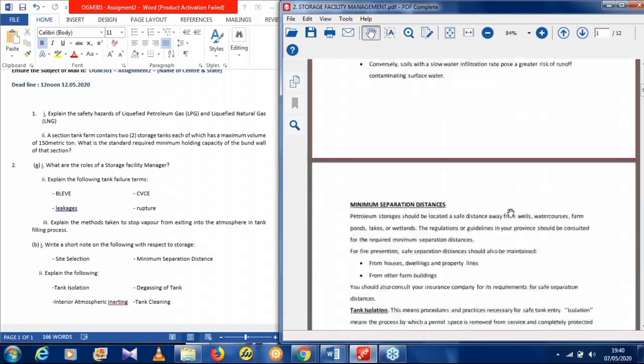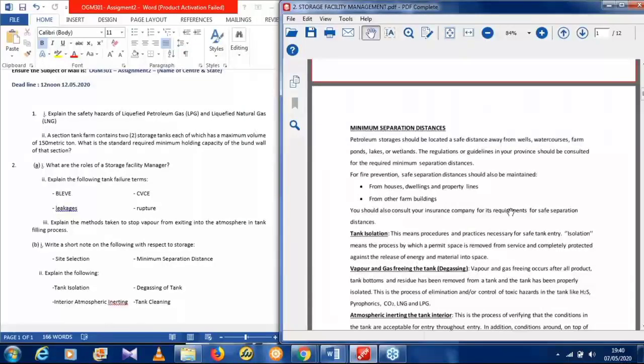Then we look at the minimum separation distance too. I discussed this in our previous slide. Usually for different provinces or different locations, there are standardized safety distances when we are siting our storage facilities. Usually buildings should not be within the perimeter. Like in Nigeria, we always look at about 100 meters. So you don't have offices or anywhere humans are found during most of the working hours close to the tank farm. You must be some very good distance away from there.